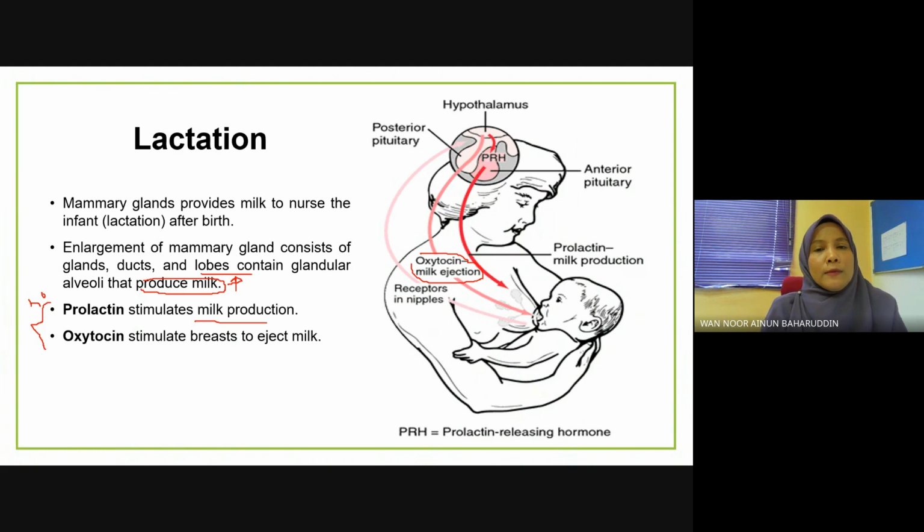So that's why the mother shouldn't be stressed. If they are stressed, it can affect the brain of the mother, so the oxytocin cannot be normally produced. So it can affect the milk ejection by the oxytocin. So that's all from this chapter.